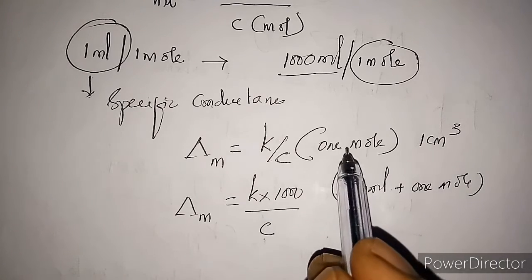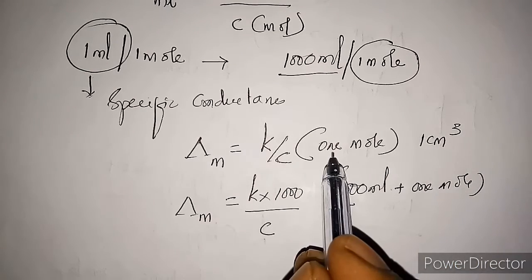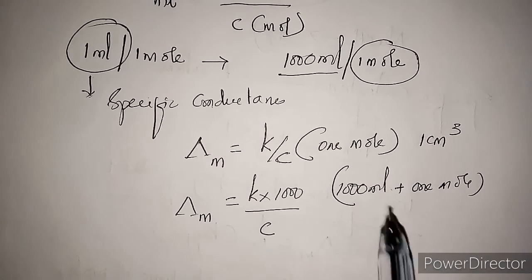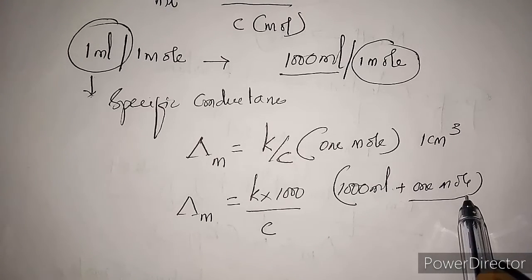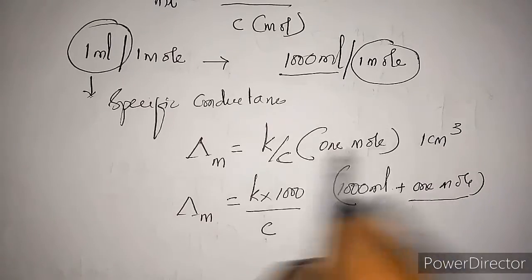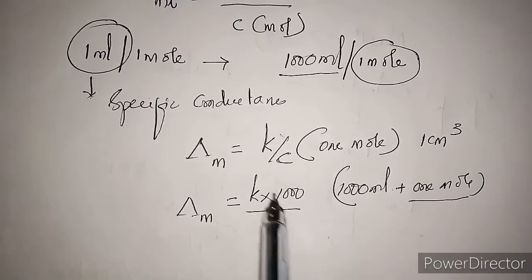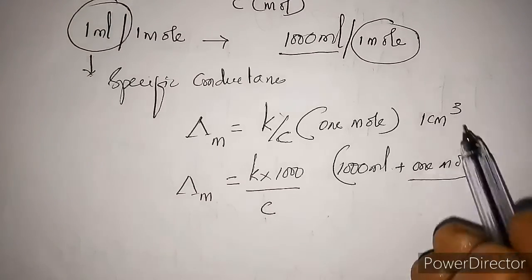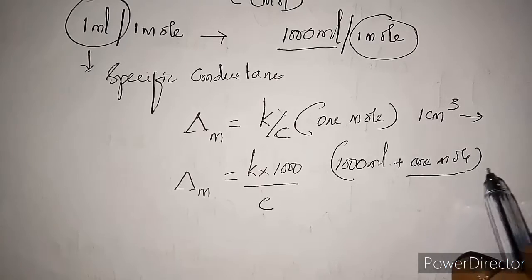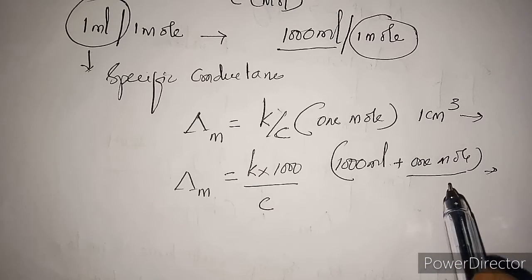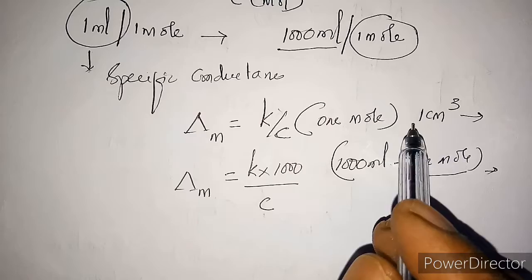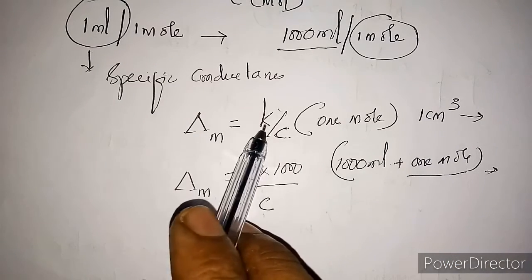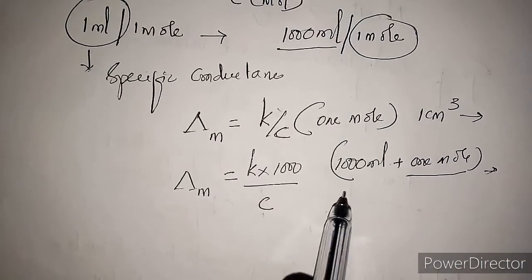Why? Because 1 cm cube of the solution contains 1 mole of the substance. Here 1000 ml, 1 liter of the solution, contains 1 mole of the substance. So here it is just 1 ml or 1 cm cube, but here 1000 ml contains the same. Here also we call it molar conductance, but here the molar conductance is directly equal to specific conductance because it is 1 ml, while here it's per liter, 1000 ml, that is why we need to increase it by 1000.